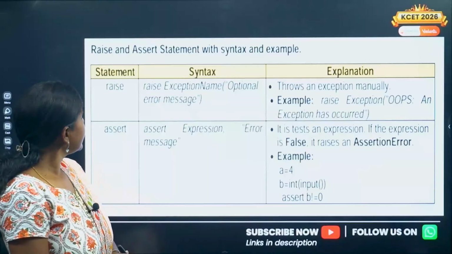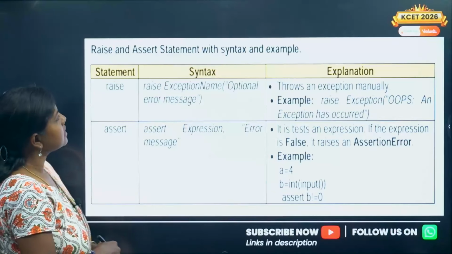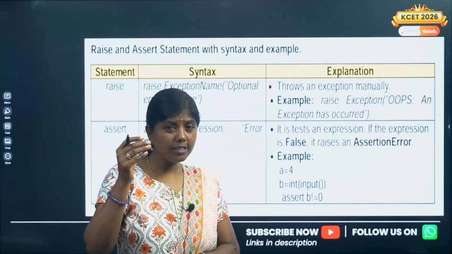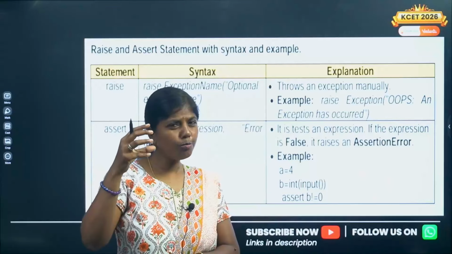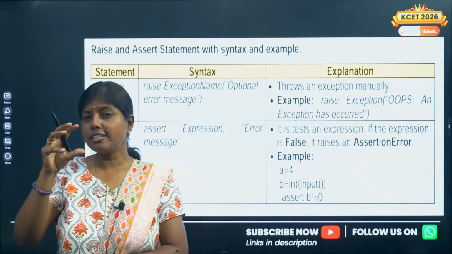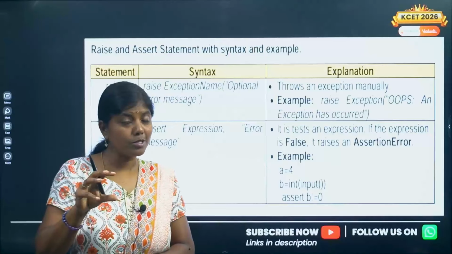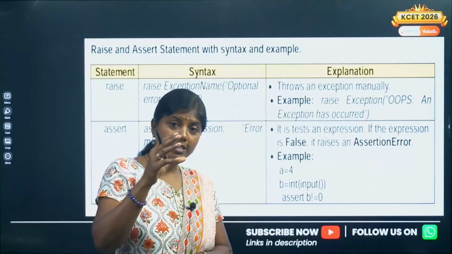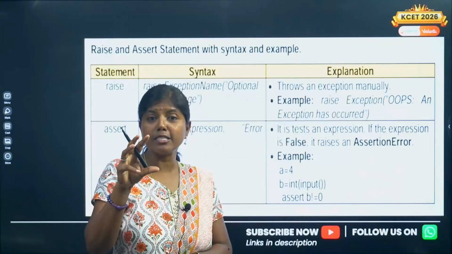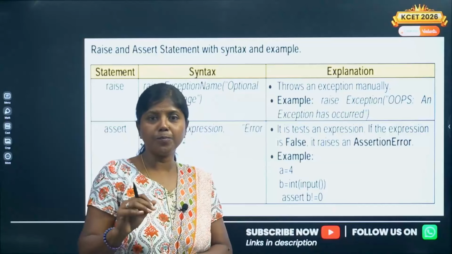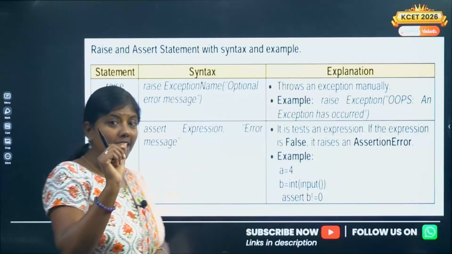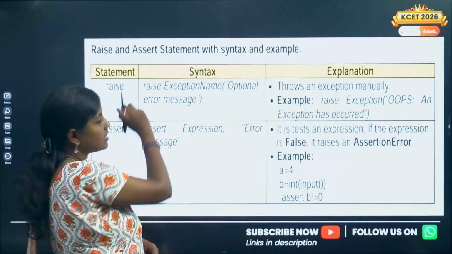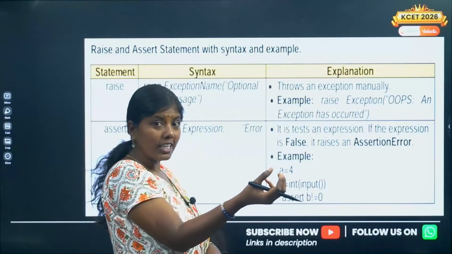Okay, so we'll come to the next slide, that's raise and assert statement with syntax and example. In the previous slide, you've already seen there is a built-in exception. What is a built-in exception? The commonly occurring errors that are defined by the interpreter are called built-in exceptions, right? Automatically triggered is one kind of exception, and similarly we can have exceptions which are forcefully or manually triggered, using the keywords raise and assert. Exceptions can be triggered manually.